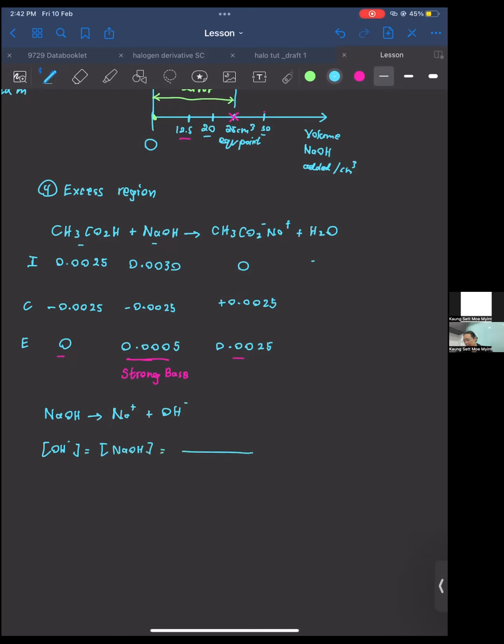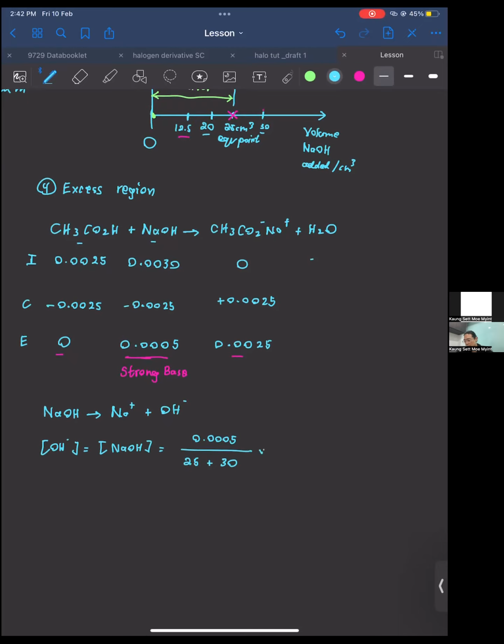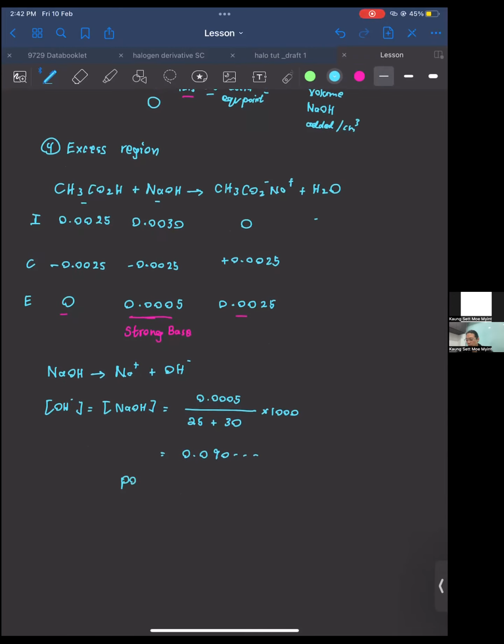And you can find what is the NaOH concentration by taking the moles and dividing it by the total volume, which is 25 cm cube of the original ethanoic acid plus the 30 cm cube of NaOH added. Convert them to dm cube. Then you calculate this, I think you'll get 0.090 and so on. I cannot remember what the number is. But if you put it into the pOH, you should get 2 point something. And subsequently, when you put it back into the pH plus pOH formula, and you solve, your pH will get 12.